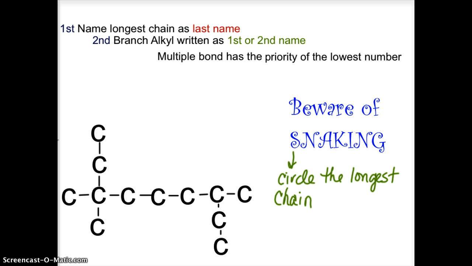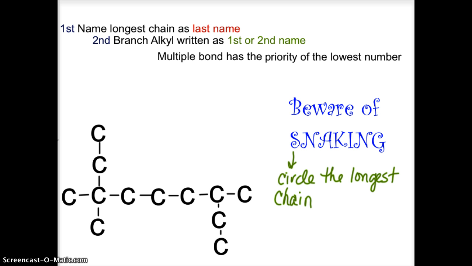And there are a couple of rules that we have here. The first thing you want to look for is the last name, and the last name is going to be the longest chain that you have. The second thing you're going to look at is the branches, and those are written as either the first or the second name, as you saw with the previous slide. And again, the multiple bond has the priority of having the lowest number.